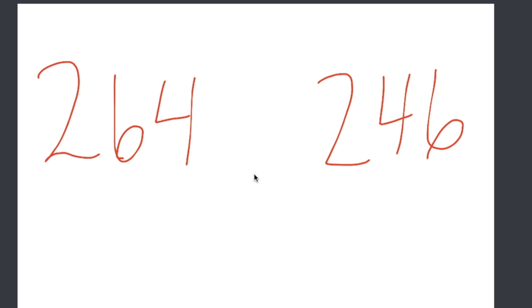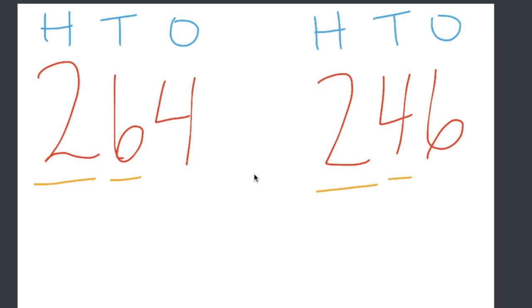We have 264 and 246. All right, here we go. We always underline the first number. Our first number is in the hundreds place. And we have a 2 and a 2. Oh my goodness. What do we do when it's the same number? We go to the next number. We have a 6 and a 4. And it's in the tens place. All right. Now we can stop because those numbers are not the same.